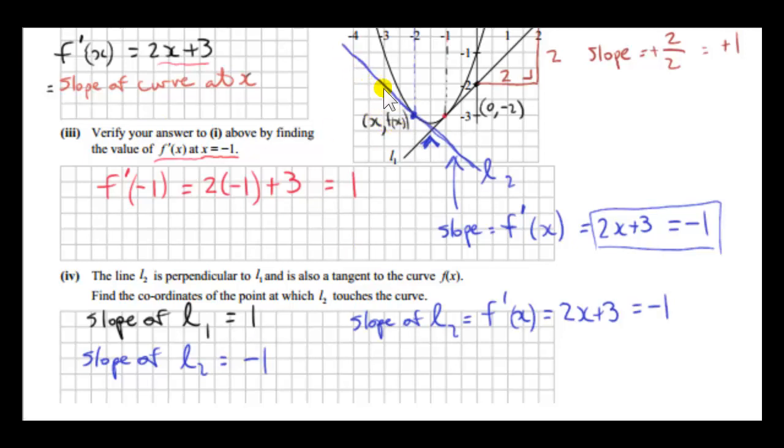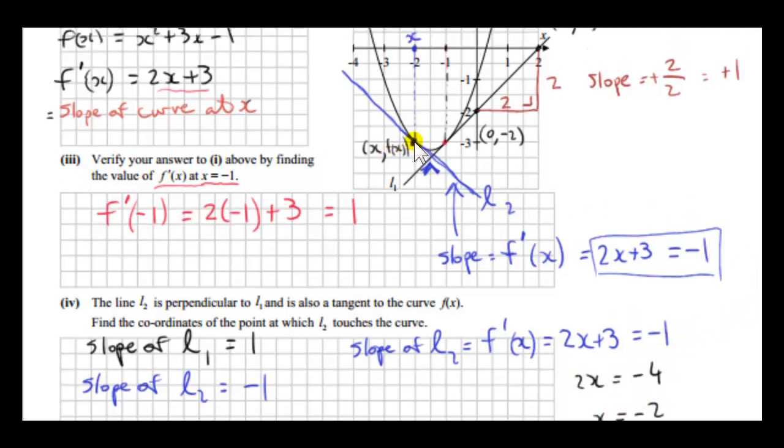So we know the slope of the tangent. We don't know what x is, so we have to work backwards to find out what x is. Solving this equation gives us 2x equals minus 4 and x equals minus 2, just like we see in the picture. We can see from the picture that it looks like x is minus 2, and indeed it is.